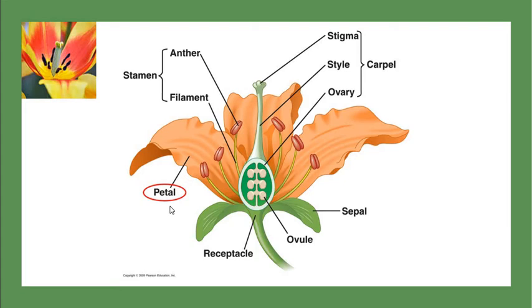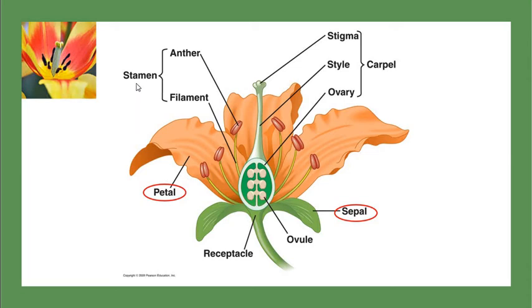Oftentimes very plain-looking flowers, like the flowers of a palm tree, which you probably hardly even notice, actually have an amazing scent. Right below them, structures you probably have seen but don't even think about, are the sepals. They look like little leaves. They are right at the bottom. We have a receptacle that's basically just where the stalk attaches.